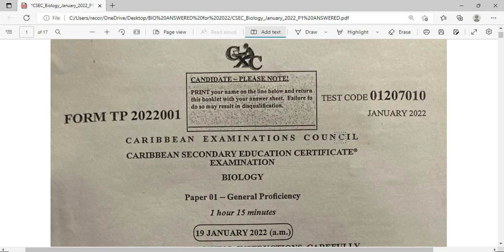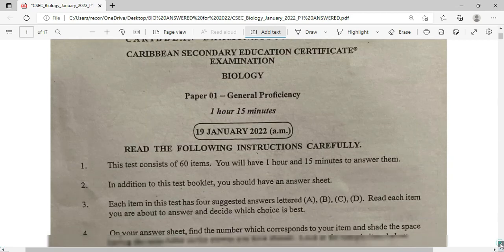We're going to be looking at the January 2022 paper, and of course, it's paper one. I am Mr. Wilson, and I am wishing for all students the best in your exams.